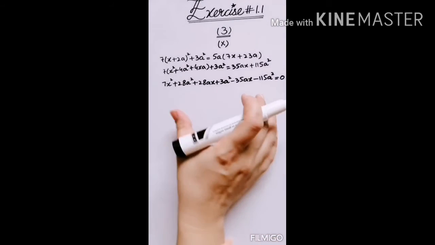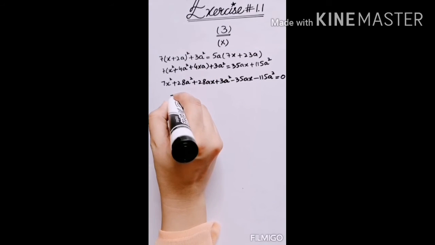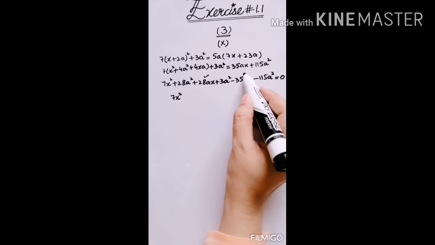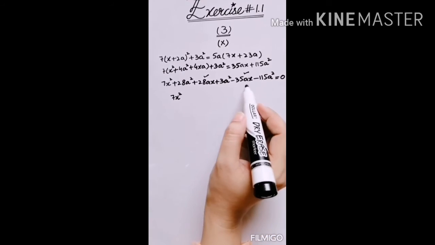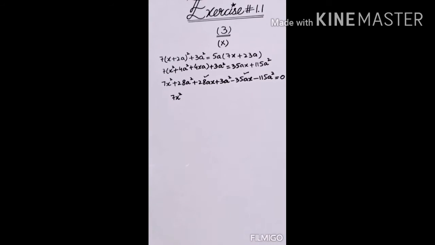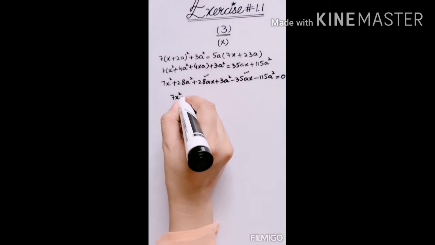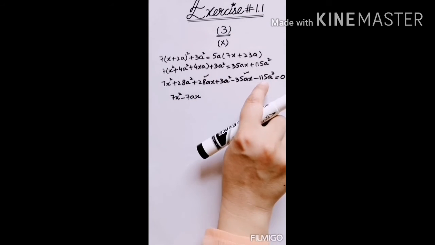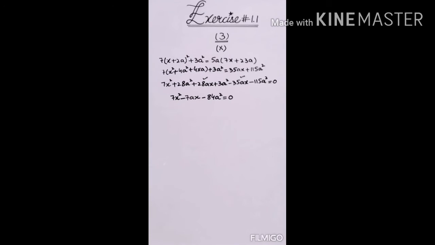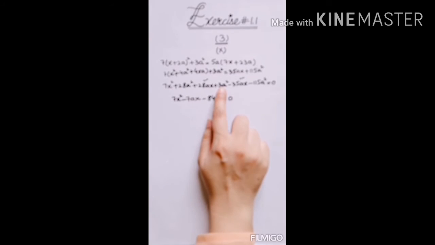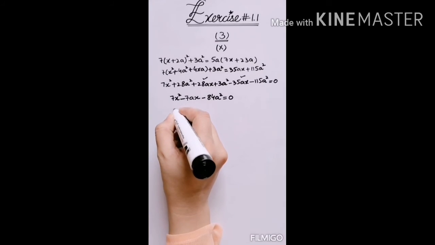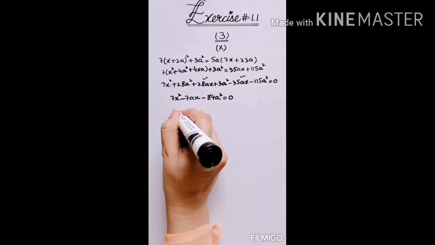Now we have to solve. We have to write like terms. 7x square, then x term 28ax, 35ax. From these two we have to solve. 28 minus 35 will be minus 7ax and then 28a square plus 3a square, 31a square, minus 115a square is minus 84a square. Now the given equation is your standard form of a quadratic equation.